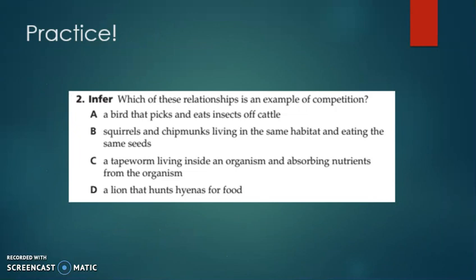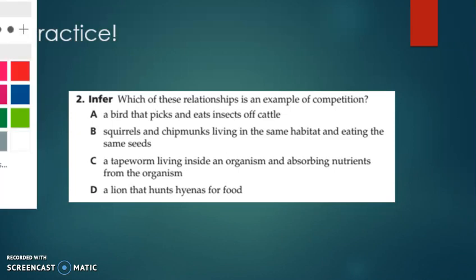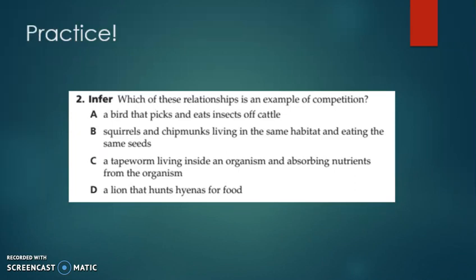So let's do a practice problem. Which of these relationships is an example of competition? Okay, let's go through these because there's a lot of different scenarios and we have to go through them one by one. A, a bird that picks and eats insects off of cattle. So the bird's getting food. It's kind of unclear whether the cattle is getting food at the same time. So that's a maybe.